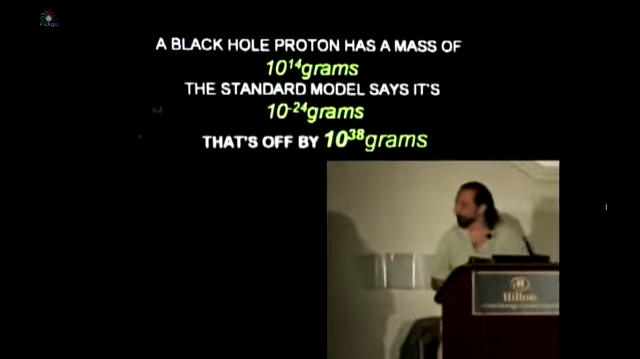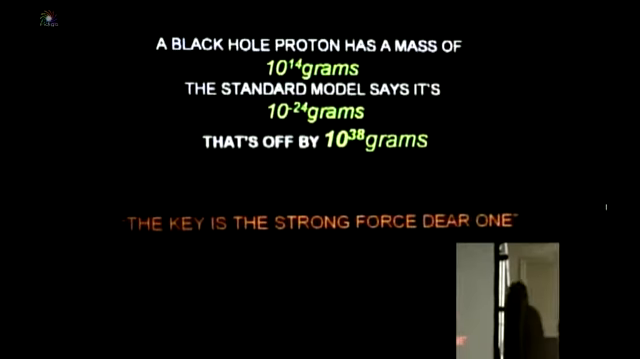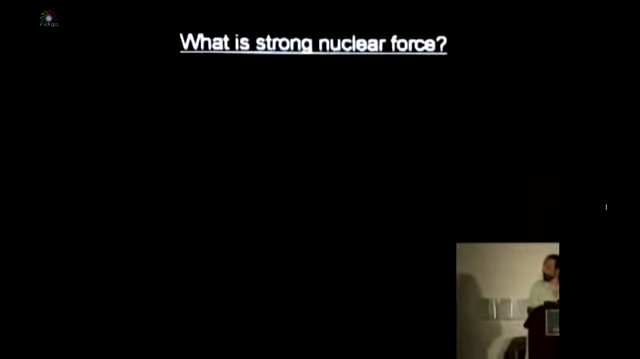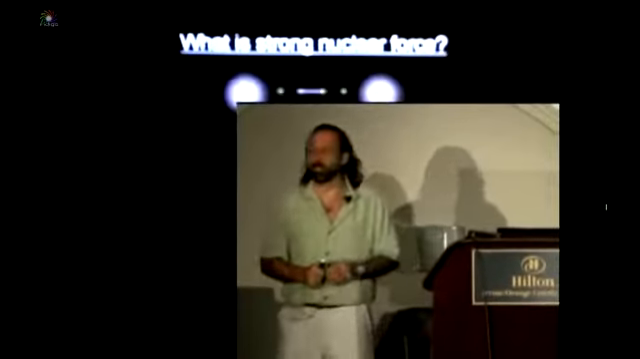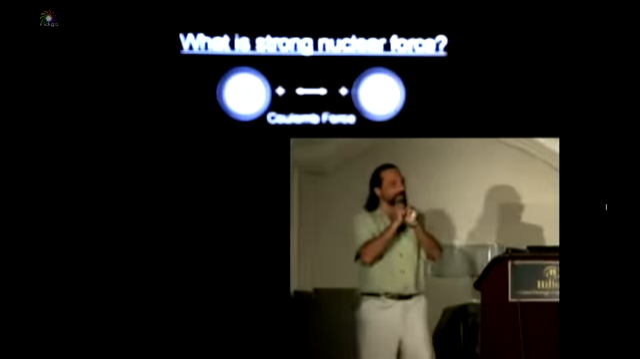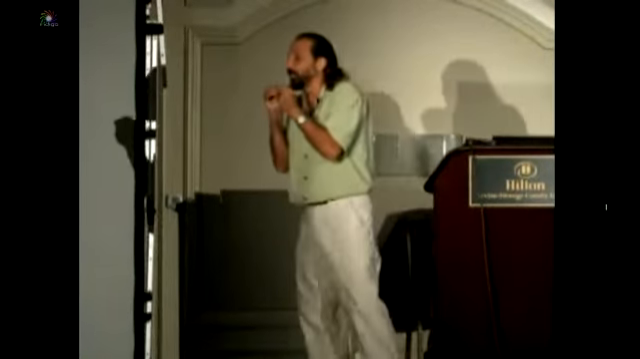It took me a while, and then I realized the key is the strong force, dear one. What is the strong force? When we found protons, we found that they were positively charged and that they would repel, just like two magnets of the same charge would tend to repel. And if they're strongly magnetized, you can't get them close together. So imagine protons squished in a little nucleus with the same charge. How can that be possible? When we found that, we were like, oh.